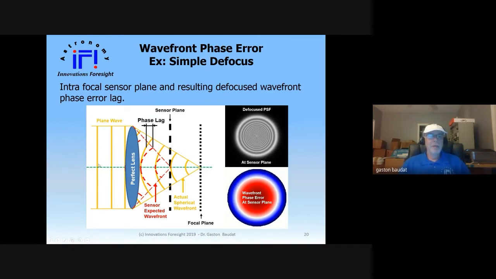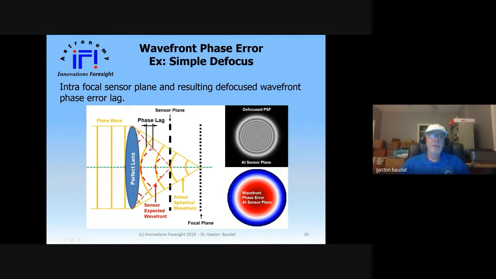So think back to my plane wave coming from a star far, far away. The perfect lens is supposed to focus this yellow wave to the focal plane, to a point with a diffraction pattern, because the aperture is limited. But in reality, let's say I made the decision to place a sensor plane too close to the lens. So I'm intrafocal with some defocus, mechanical defocus, right? There is no problem with the optic here, just the way I place my sensor plane.